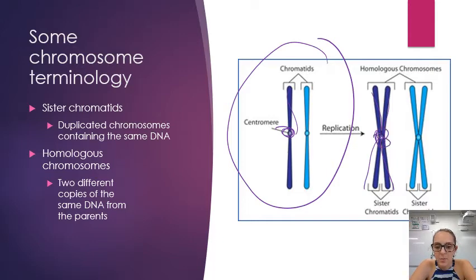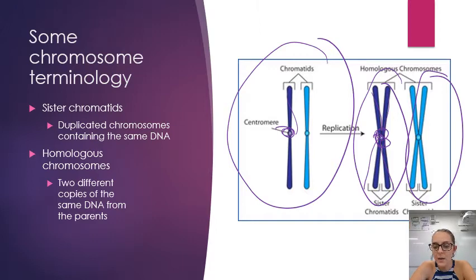But another important piece of terminology to know is that we get 1 copy of each chromosome from each parent. So this might be the chromosome that we inherited from our mum, and this might be from our dad, and they code for the same genetic information. So we call those homologous chromosomes. They're the chromosome pair that we've inherited from each parent that codes the same information.